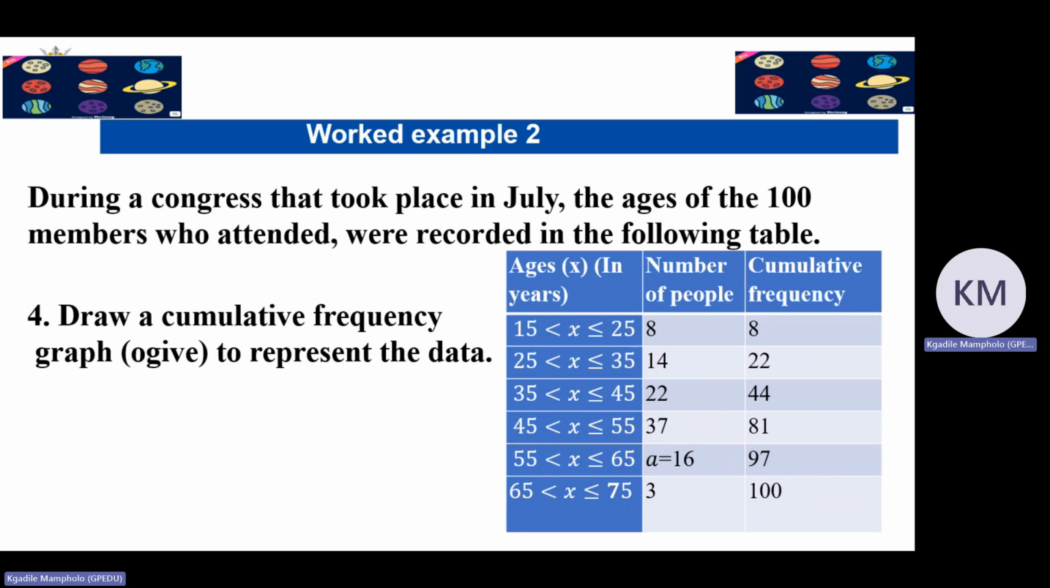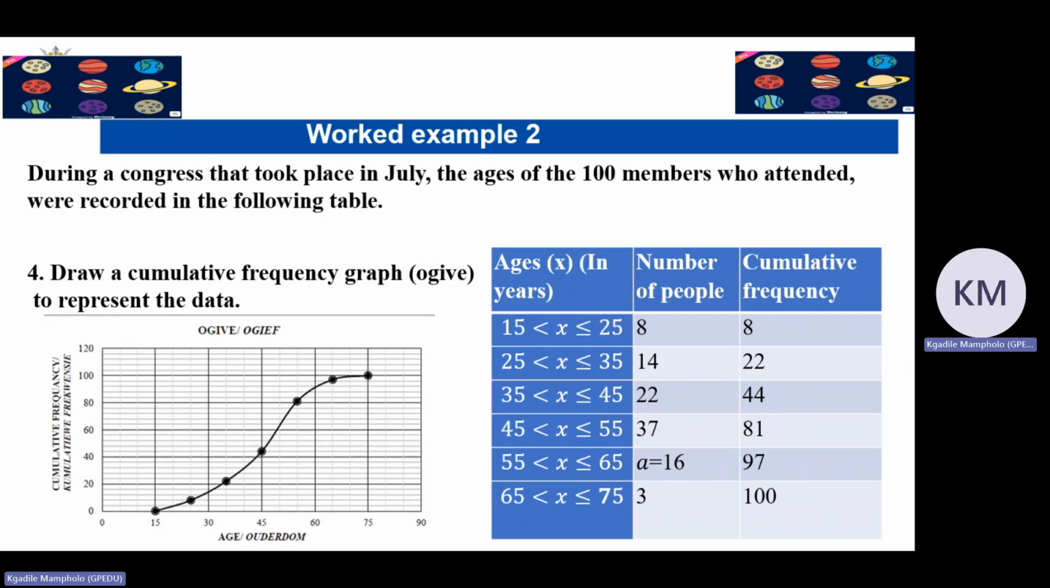Draw a cumulative frequency graph or ogive to represent the data. Like I said, for the first one, 15, the upper limit in our first interval, that is where the graph will be grounded. Then the other points to plot will be the upper limits and the cumulative frequencies, meaning that you plot where x is 25, y is 8, where x is 35, y is 22, where x is 45, y is 44, and so on.